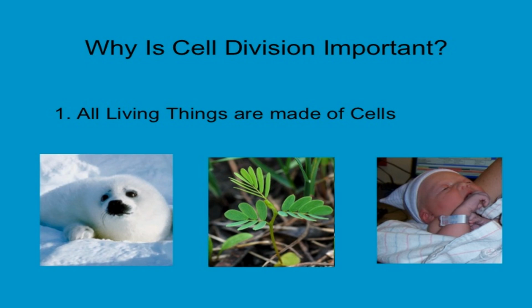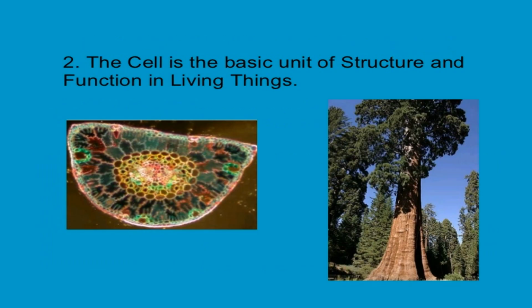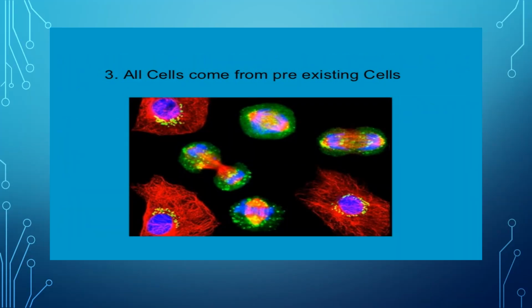Why is cell division important? 3 aspects are here. Number 1, all living things are made of cells. Animals, plants, humans, all are made up of cells. Number 2, the cell is the basic unit of structure and function of living things. Number 3, all cells come from pre-existing cells. If the cells are present there, then they will divide and give rise to the new cells.